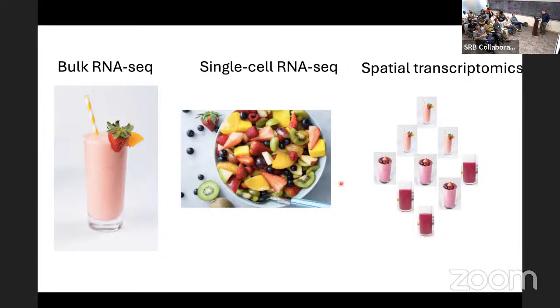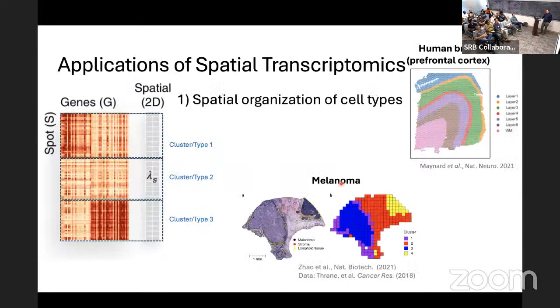So what can you do with this data? Lots of stuff, right? Anything you want to do with single cell RNA sequencing, you can do with spatial RNA sequencing, but better, because you can do it in space, right? If I were to cluster spots by looking at their gene expression, I might get something like cell types, gene expression clusters, but now they're going to be localized in space. So here's an example of that.